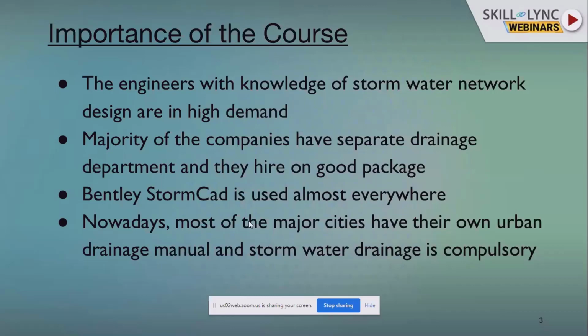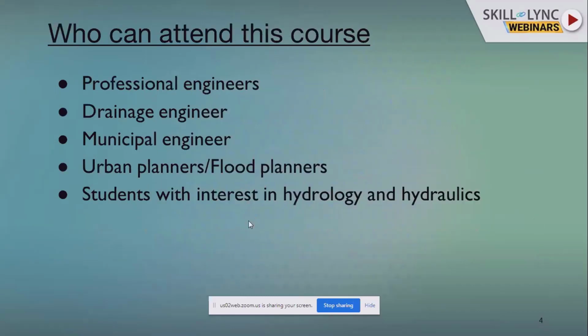Now, who can attend this course? This course is for professional engineers, those who are working in the field of drainage or stormwater, all municipal engineers, urban planners, and students who have interest in hydrology and hydraulics. Because hydrology and hydraulics are the base of this course. If you understand these basics very well, you can be a very successful stormwater engineer in the future.